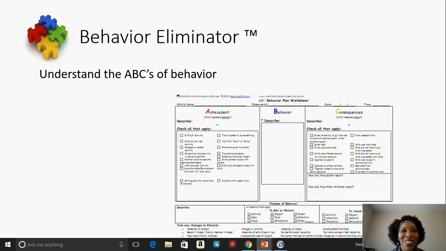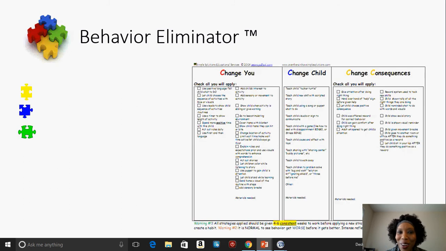So, second step in the Behavior Eliminator: understand the problem before jumping to solutions. You have to understand all parts. Behavior is very complex. And the next step after the ABCs, we're going to get into change the child, change you, and change the consequences. So look out for part 3.